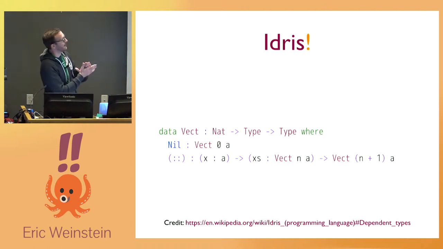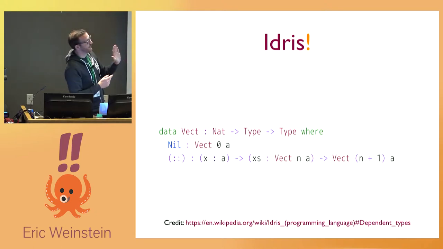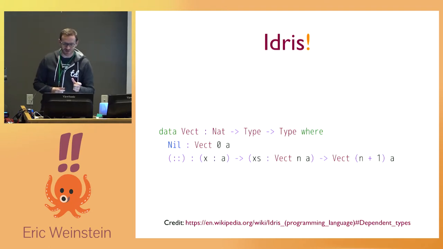Otherwise, you have an X of type A and more X's, and the X's are just a vector of that length of type A. And you get a vector if you add this X of type A to the existing list of type A's, you get a vector of length n plus 1. So the cool thing here is you have a type that actually tells you how many items are in your vector.